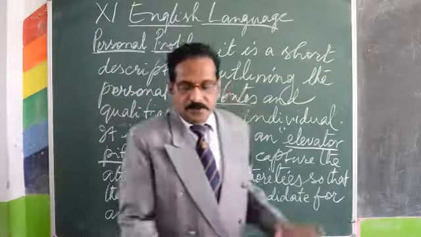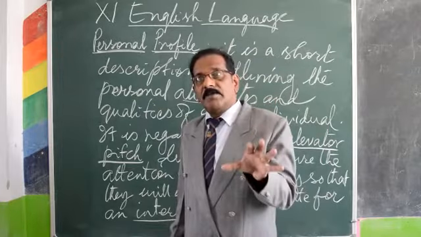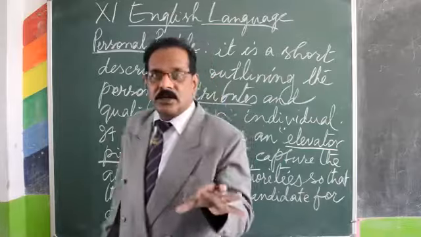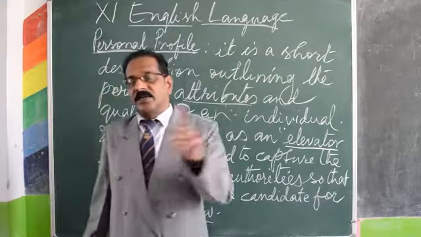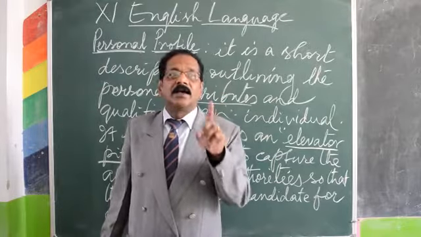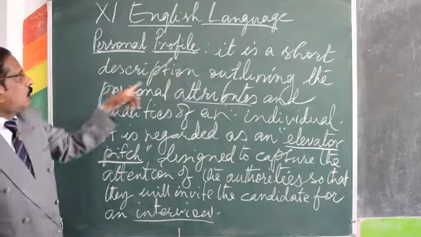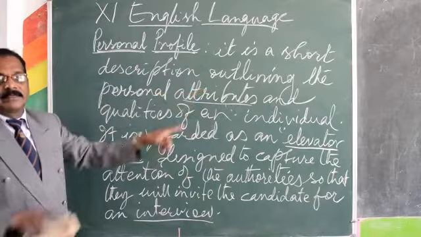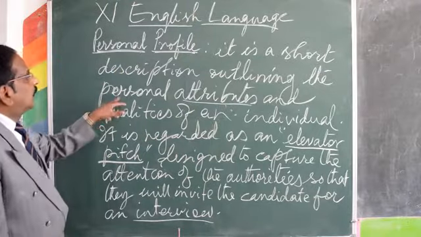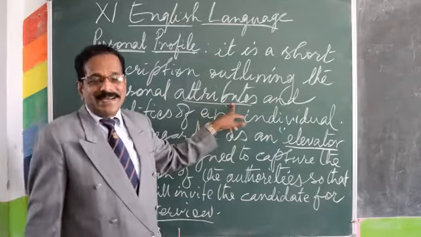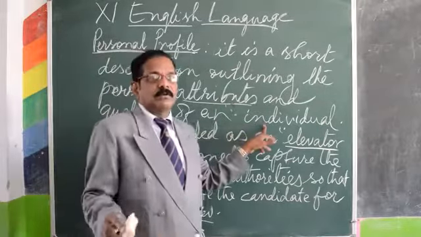So it's a very brief description of yourself, and I've told you earlier, you shall only highlight your good points, good qualities, positive aspects. None of your negatives shall be included in a personal profile. So this is the description of it. A personal profile is a short description outlining, that means giving a sketch of, in brief, the personal attributes. Attributes are traits or qualities of an individual, alright?